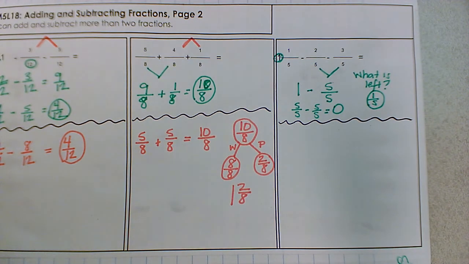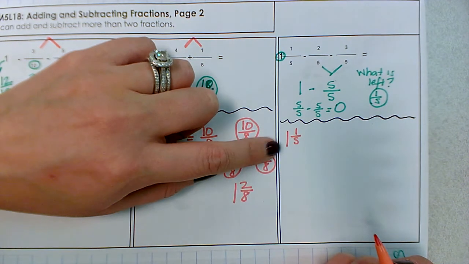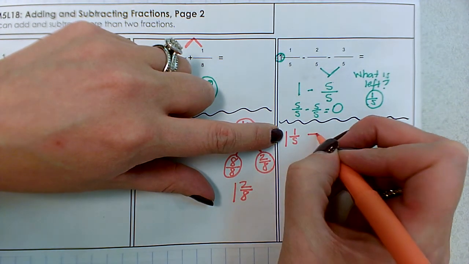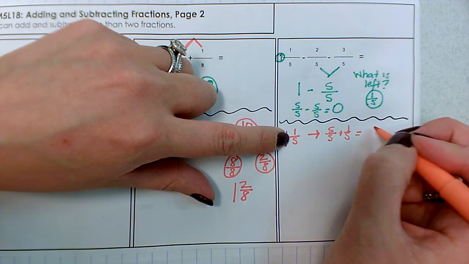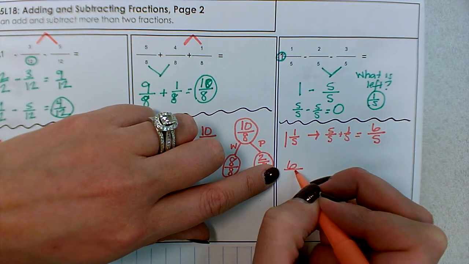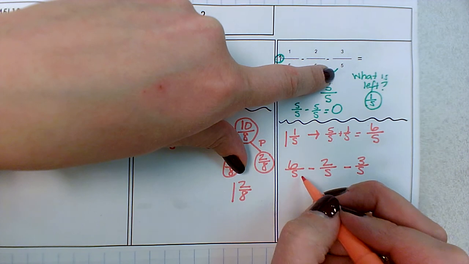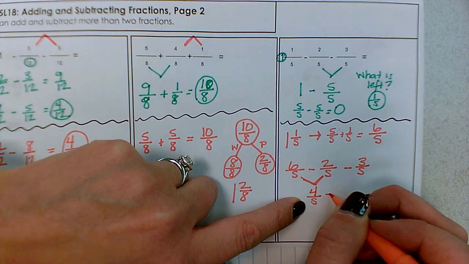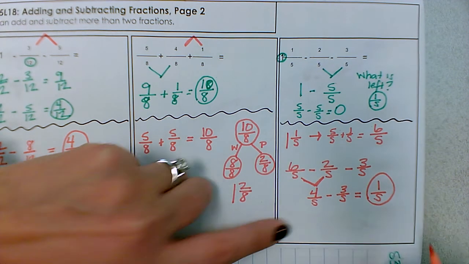Okay, now I'm going to look and see, okay, well, let's just rename my 1 1/5. And if I renamed my 1 1/5, I'm going to think out loud. 1 is the same thing as 5/5. Right? So I'm going to say, we're going to turn this and go 5/5, and then I had plus 1/5, and that's the same thing as 6/5. So now, instead of 1 1/5, I'm going to say I have 6/5 minus 2/5 minus 3/5. So I'm going to focus right here first. 6/5 minus 2/5 equals 4/5 minus 3/5 was left, and that equals 1/5, which is my same answer.